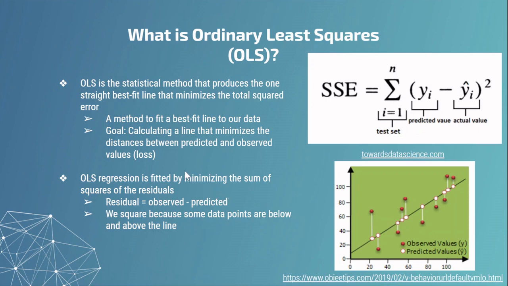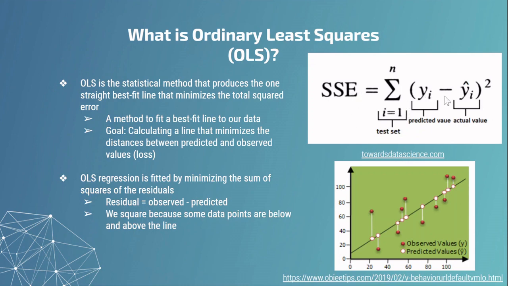And now that we understand the main idea behind OLS, let's get more specific into the math and how it's functioning. So OLS regression or linear regression, both terms can be used interchangeably, is fitted by minimizing the sum of the squares of the residuals. If we look at this top right image here, this is the formula for SSE, which stands for the sum of the squares, or the sum of the squared error. And error, like I said, is the same as residual.